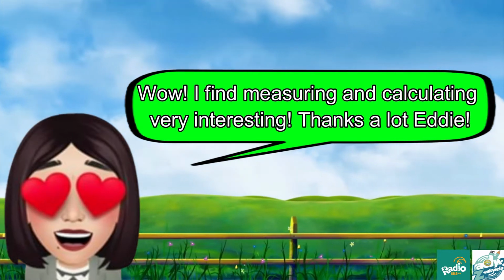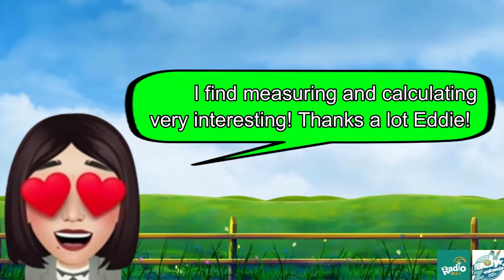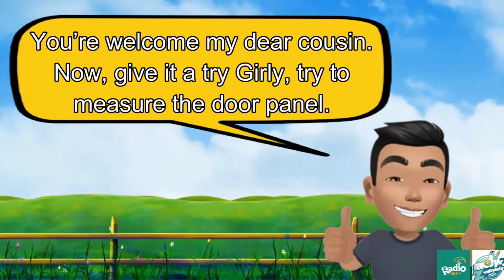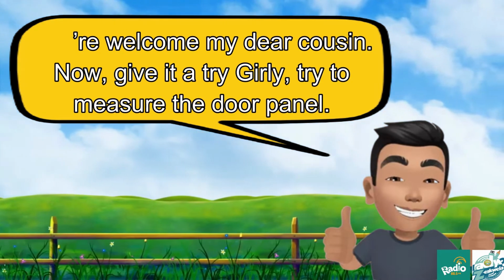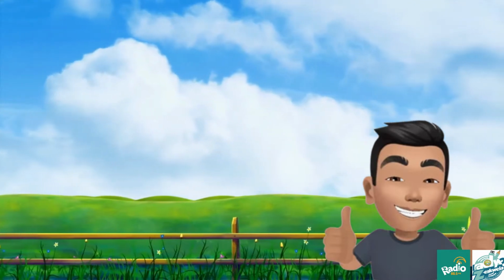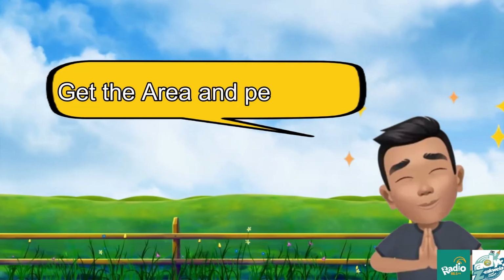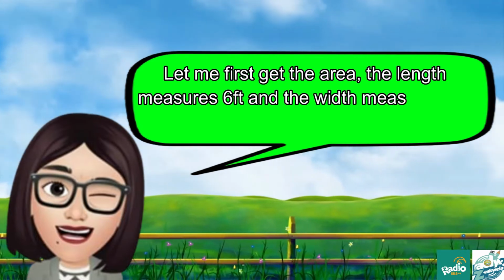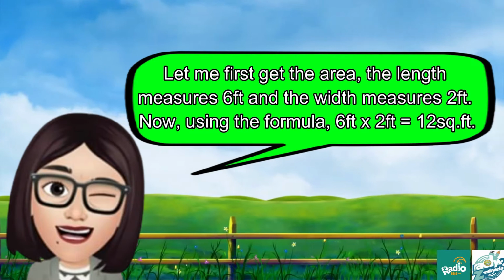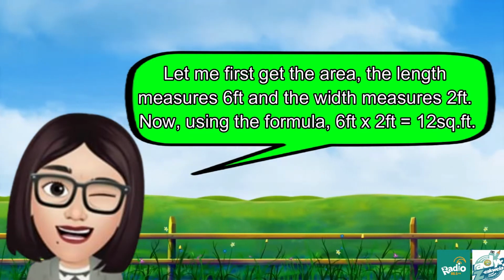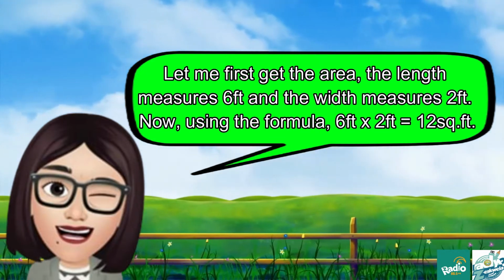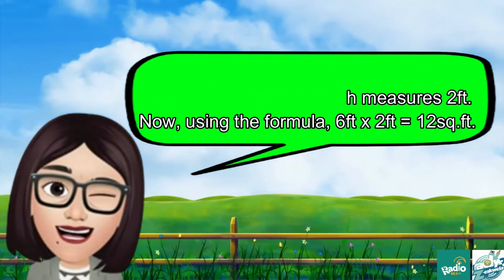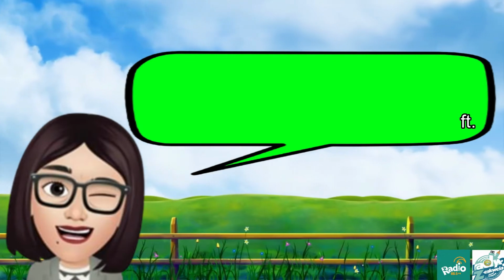Wow! I find measuring and calculating very interesting. Thanks a lot, Eddie. You're welcome, my dear cousin. Now, give it a try, Girly. Try to measure the door panel. That would be great. Get the area and perimeter. Let me first get the area. The length measures 6 feet and the width measures 2 feet. Now, using the formula, we have 6 feet times 2 feet equals 12 square feet.